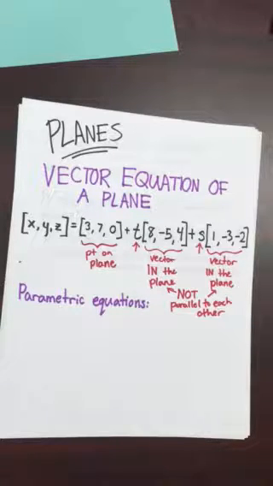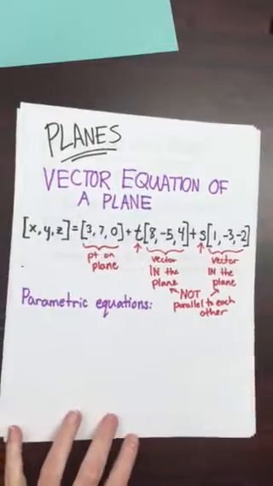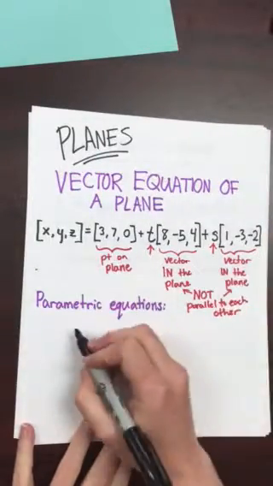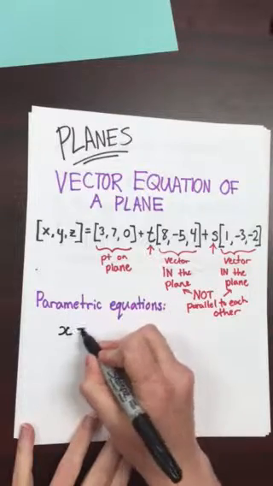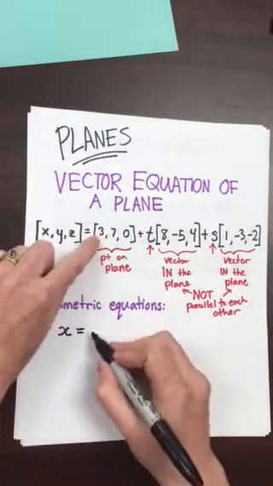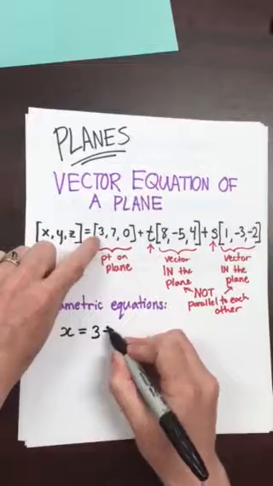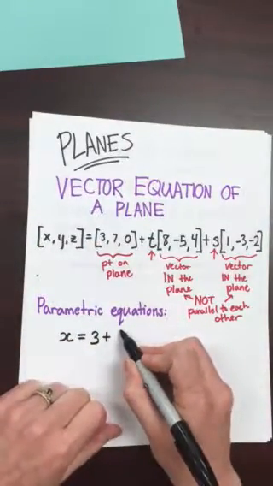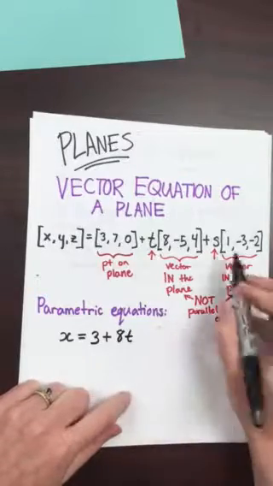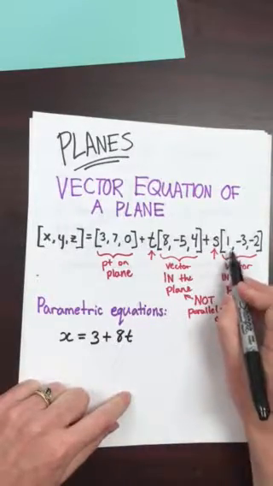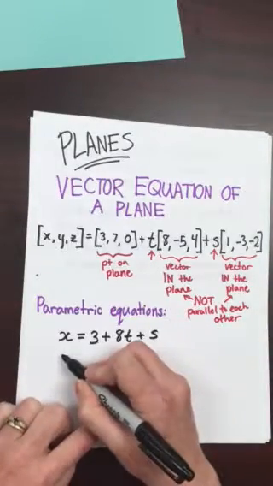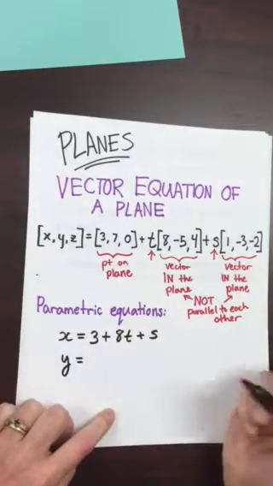As you can guess, there are parametric equations of a plane too, just like there were parametric equations of a line. So for a plane, our parametric equations for this particular plane would look like this. We'll take the x components first. X here will equal the x component of our point plus t times the x component of my first vector, so 8t, and then plus s times the x component of my second vector, which is just 1, so plus s. Then the y components, same idea.